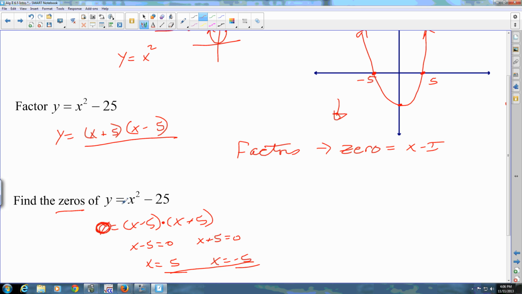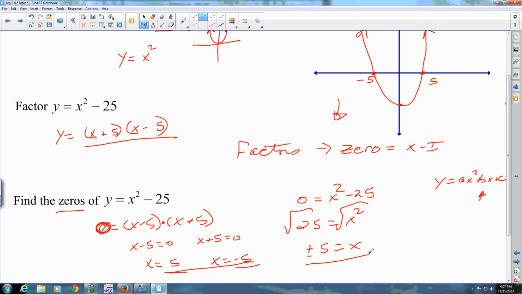Okay. Now, another way that you guys could do this is, when you set this thing equal to 0, I could add the 25 over because the middle term is missing. What do I mean by middle term? Say you had ax squared plus bx plus c. Because b is missing, I can do what I'm doing here. If it was there, I couldn't do what I'm doing. Now square root both sides, plus or minus because of the variable. 5 is equal to x. Okay? But again, the factors are connected to the zeros, which are indeed your x-intercepts.